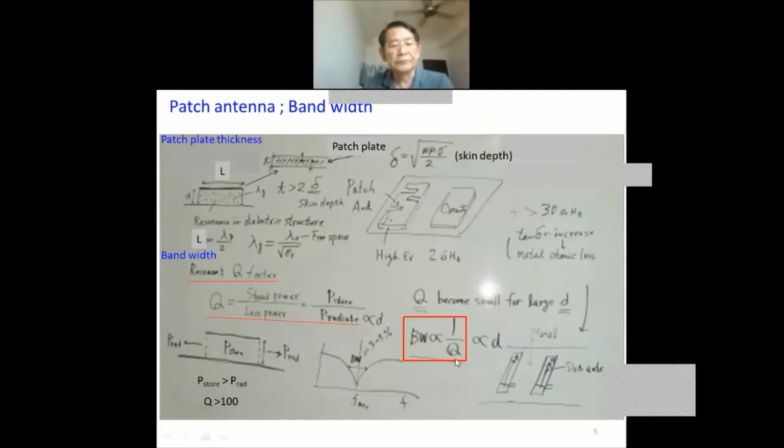And so bandwidth is related to Q factor. Q factor is how strong the resonance is. And if this patch and the ground plane distance is small, then the resonance becomes stronger.